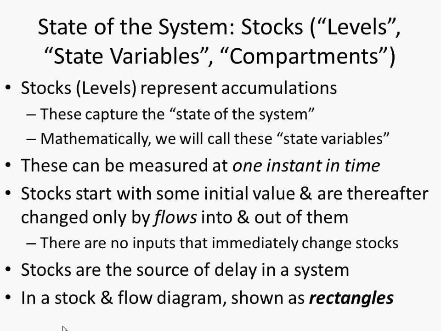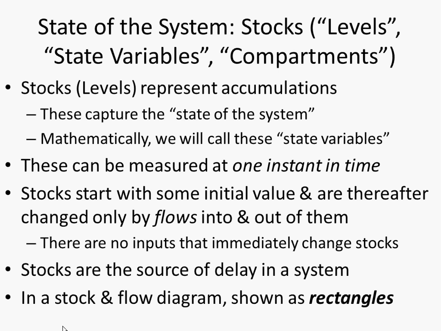Okay? So if we want to specify the stocks in our model, we specify the initial value, and thereafter their variation from that initial value is determined just by the flows. Okay? We don't need to specify a formula. We don't say the stock has a value of 2015.34 at, you know, time, whatever. We don't do that. We just specify the flows, and we let her run. Okay.